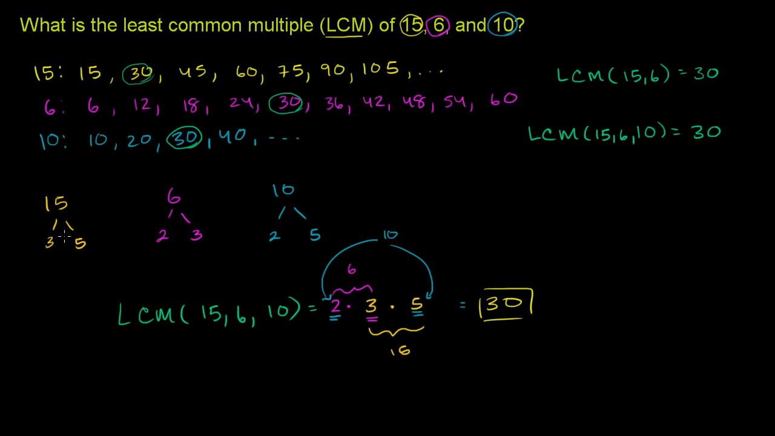This second way is a little bit better if you're trying to do it for really complex numbers, numbers where you might have to be multiplying it for a long time. Well, either way, both of these are valid ways of finding the least common multiple.